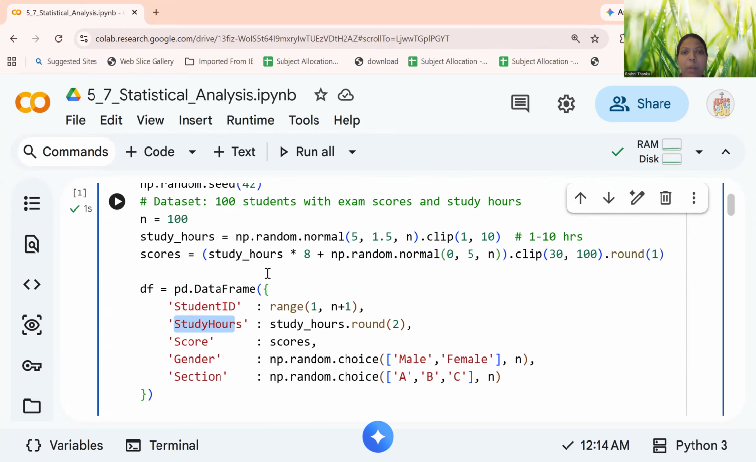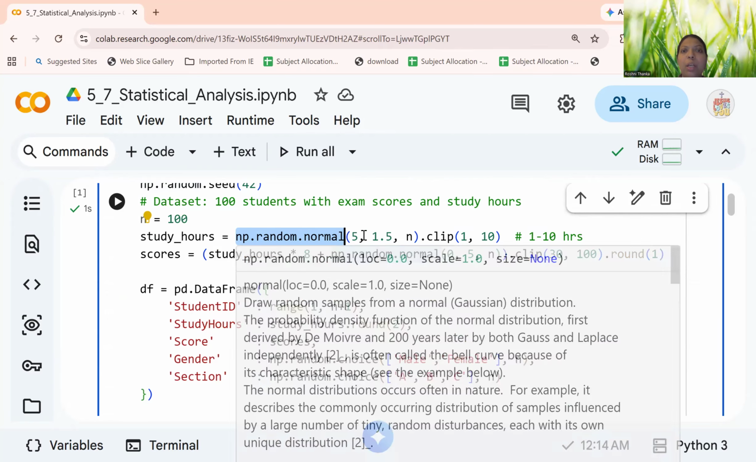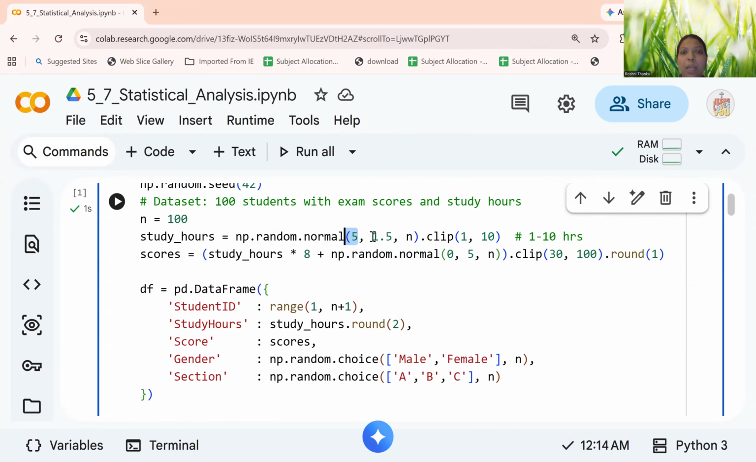Next, study hours we are going to generate randomly. For that, we are going to use a normal distribution, where the mean value should be 5 and the deviation from the mean, the standard deviation, should be 1.5, for n equal to 100 values. The values should range from 1 to 10. Sorry, 1 to 10. So the values should not go less than 1 or greater than 10. So we are going to clip it from 1 to 10. So the study hours range from 1 to 10, and they will be taken as floating numbers with two decimals.